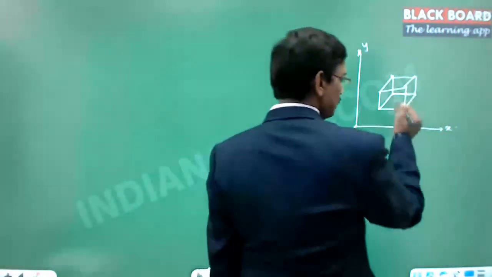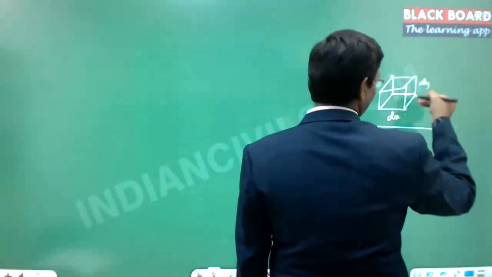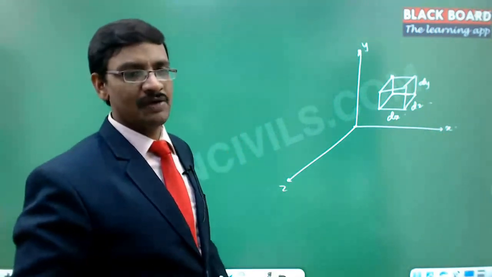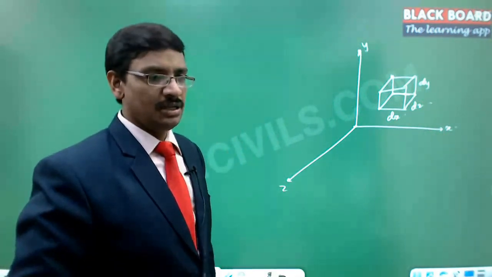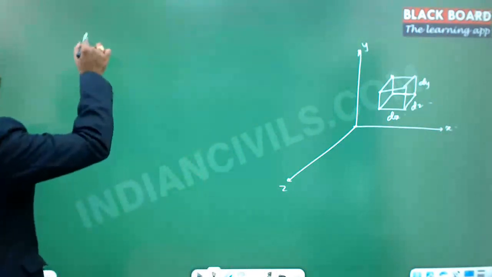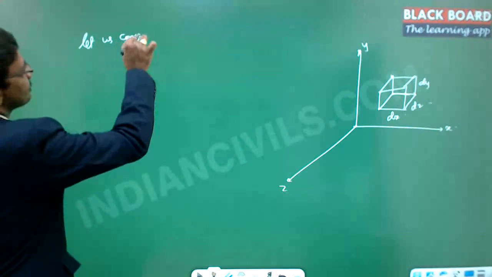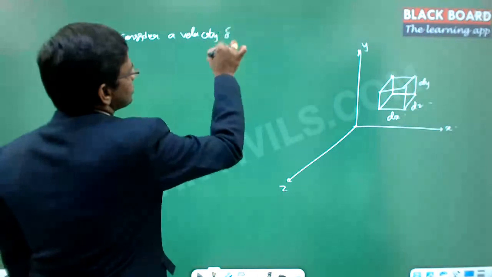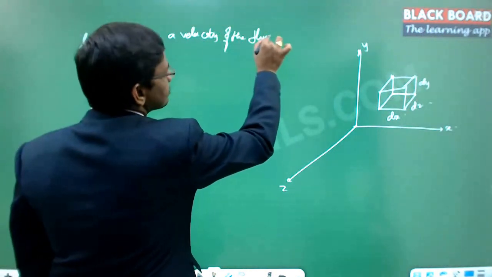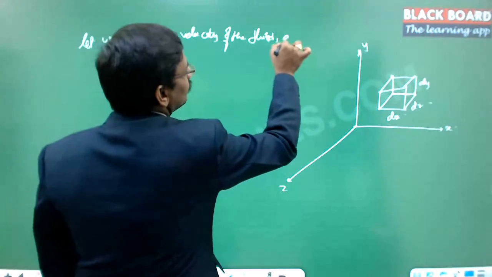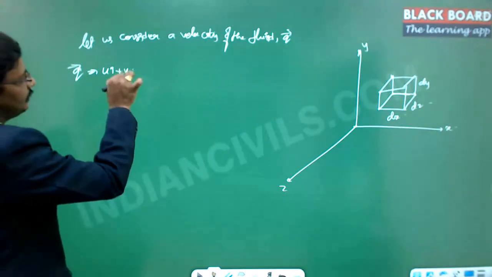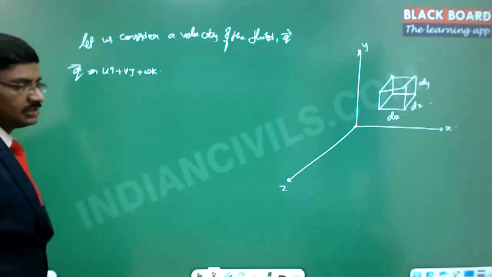Now let us say the horizontal length is going to be of dx and the vertical length is going to be of dy and this value is going to be of dz. Now this is the elemental parallelepiped actually, which is having a length with height as dx, dy, dz. Now let us consider a velocity of the fluid q, which is equal to ui plus vj plus wk, right?